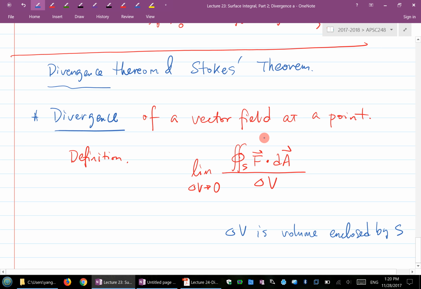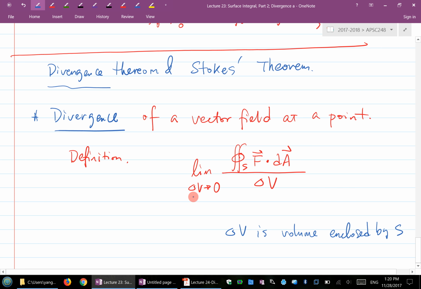If you recall the way we defined the circulation density, you have a circulation divided by what? By the area, right? That's circulation density. So now you have a net flux divided by its volume. So technically speaking, what do we get? It's still a density concept, right? So what kind of density concept now? Flux density, right? So you get a flux density here.